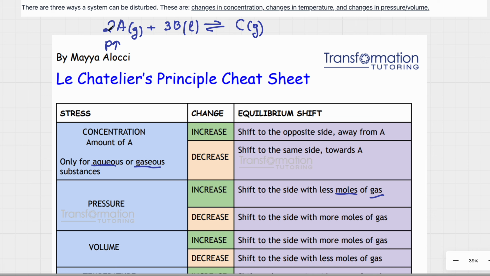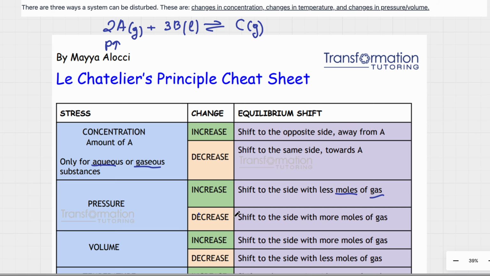In terms of coefficient, there is a number 2 in front of A. So there are 2 moles of gas on the left, and there is 1 mole. If there is no coefficient, that means 1. There is 1 mole of gas on the right. If my pressure increases, again, I shift to the side with less moles of gas. So if my pressure increases, where would I shift? I would shift to the right because the right side has less moles of gas. That's what happens if the pressure increases.